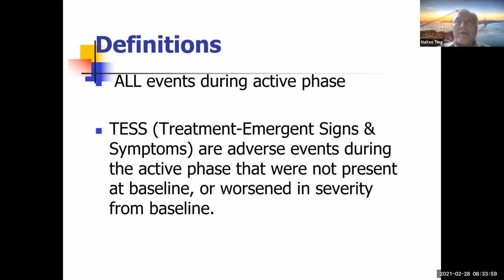So TESS is defined this way. If the start date is after day zero, but before the last day of medication plus 30 days, the lag period, that event will be counted if that same event did not happen before day zero, or if that event happened before day zero but the severity increased. So that's TESS. So we look at AEs, we have to look at the start date and stop date of the event, and we also have to look at the first day of drug and the last day of drug. And then we make these comparisons.